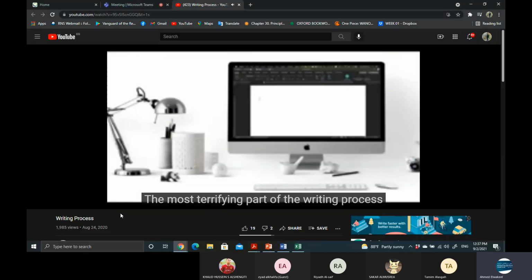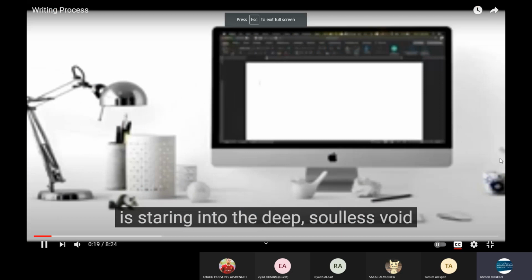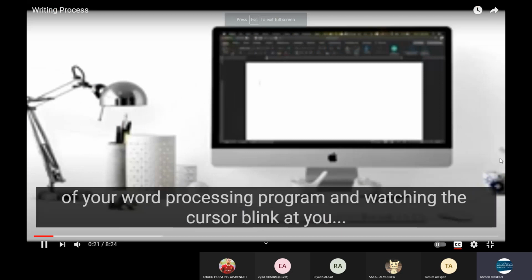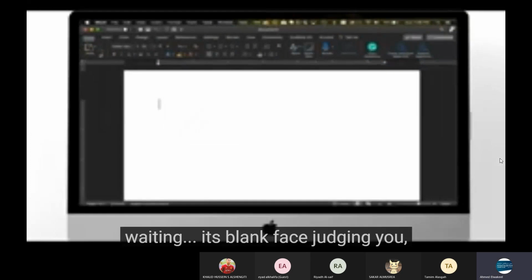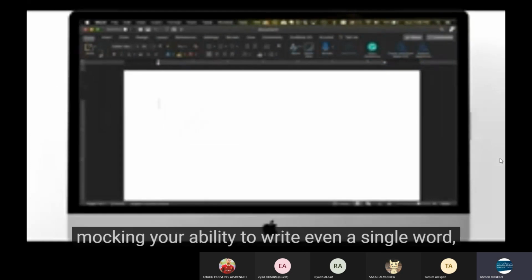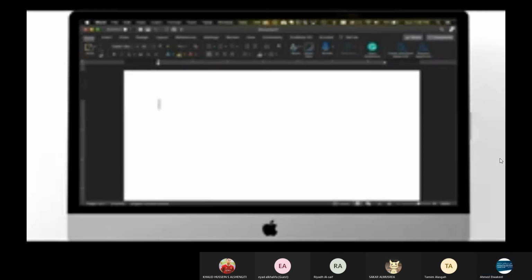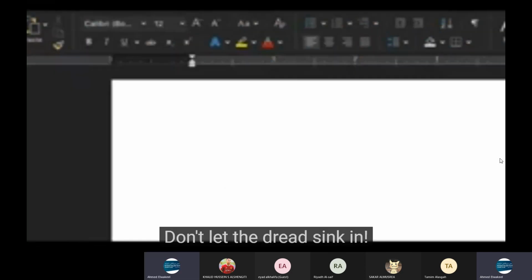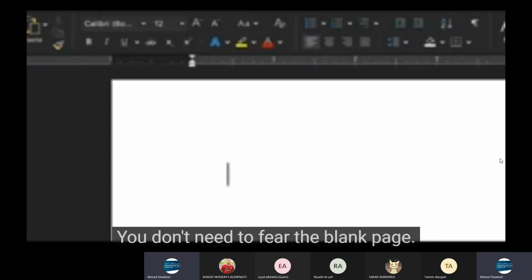The most terrifying part of the writing process is staring deep into the pale, soulless void of your word processing program and watching the cursor blink at you, waiting, its blank face judging you, mocking your ability to write even a single word, filling you with existential dread. Don't let the dread sink in. You don't need to fear the blank page.